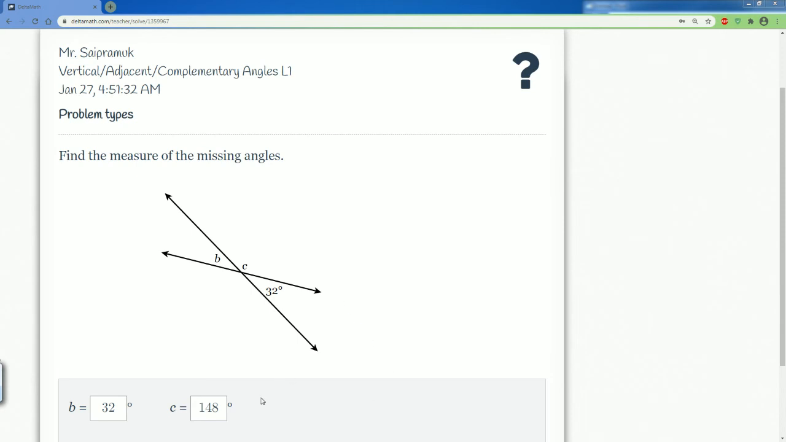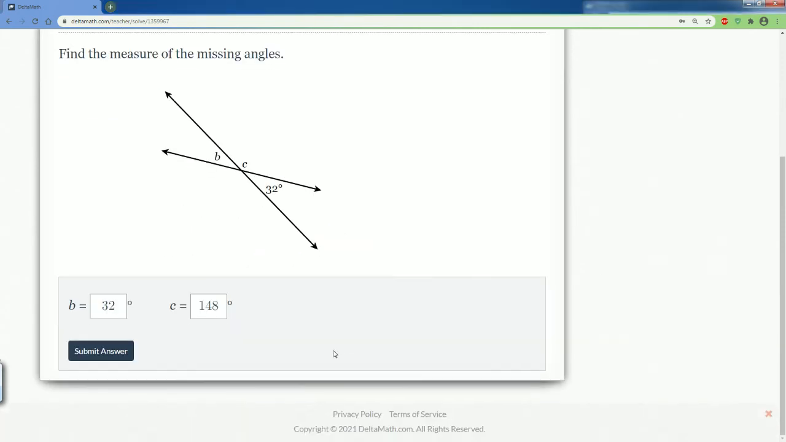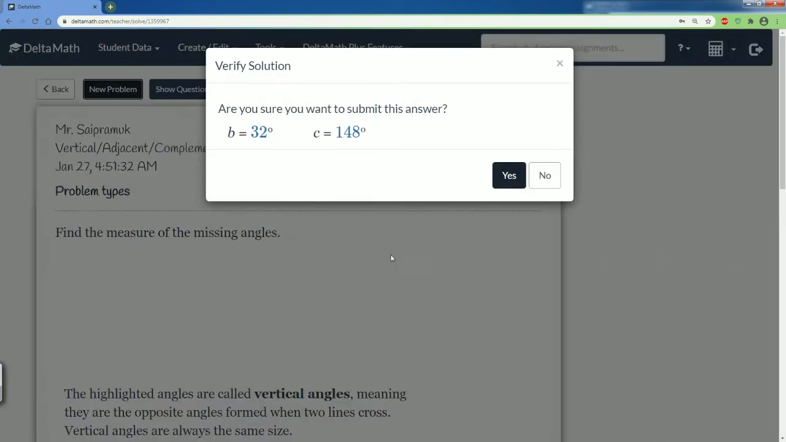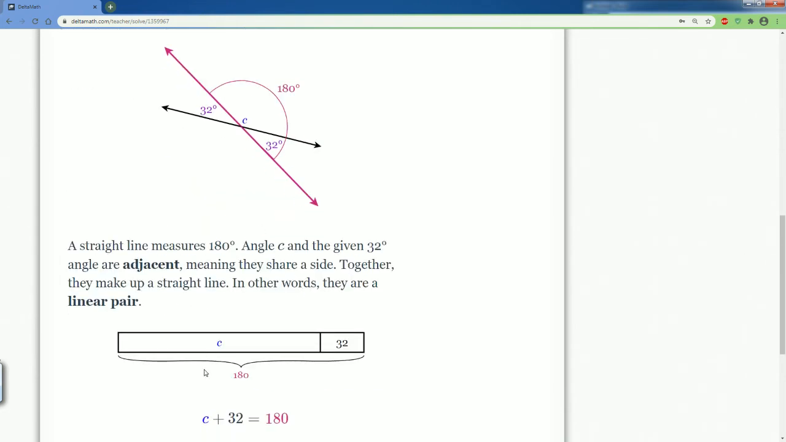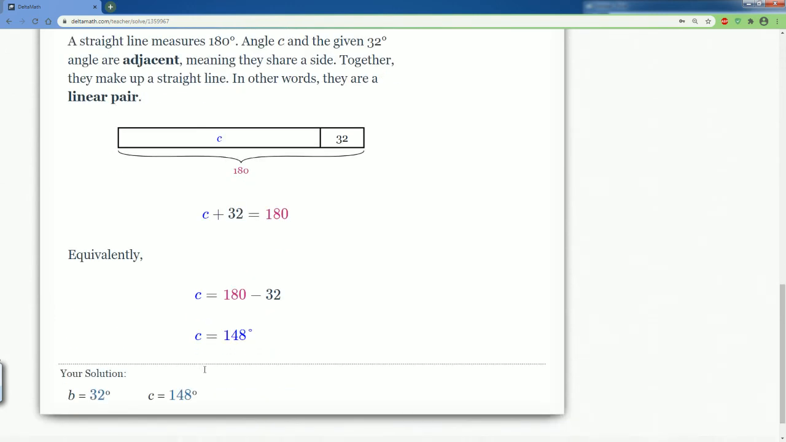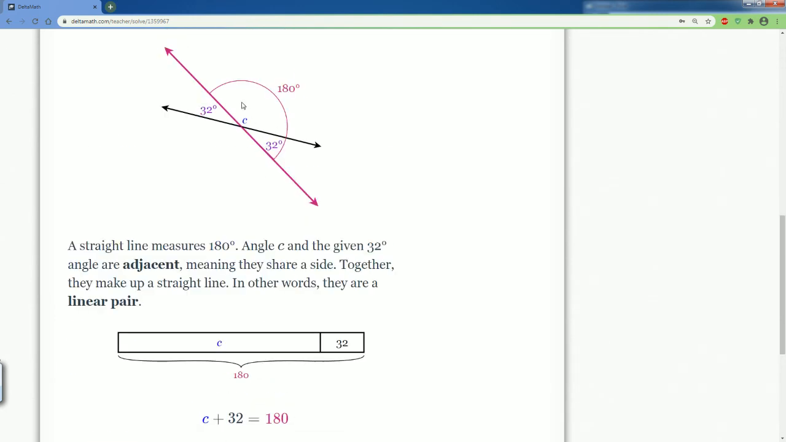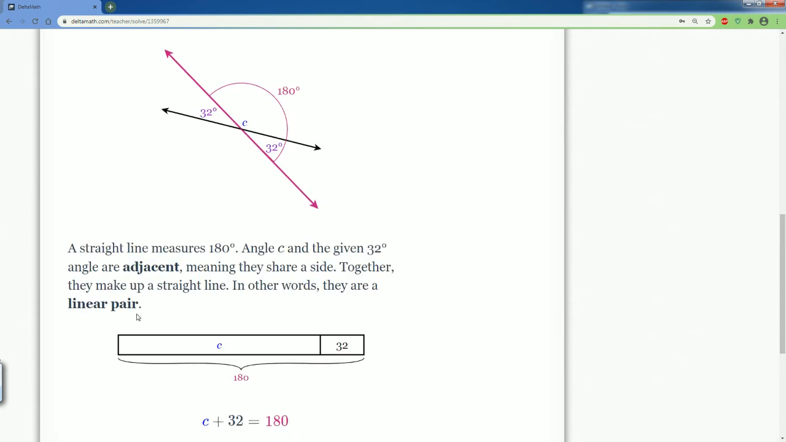Okay, so let's just plug in here to see if it makes sense. We plug in the values based on our work, and let's double check. We are correct. Angle B and 32 were vertical angles, so they are congruent. And angle C and 32 form a line here, so that makes a linear pair. Good.